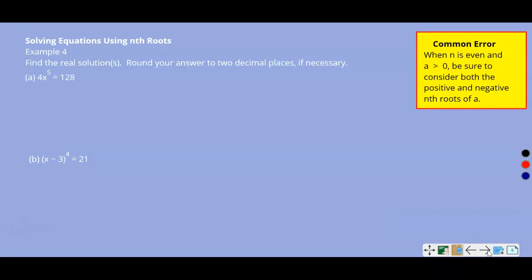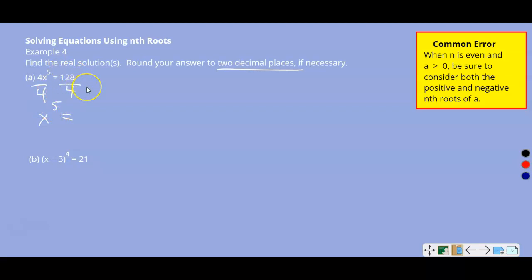Example 4, solving equations using nth roots. Find the real roots. Round your answer to 2 decimal places if necessary. So we're going to be rounding again. All right, so A part says 4x to the 5th power equals 128. So the first thing we need to do is get our variable by itself. So we're going to divide both sides by 4. So we're going to have x to the 5th power equals 4 goes into 128.